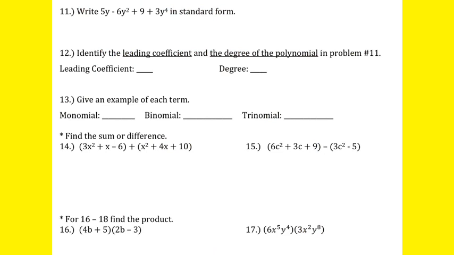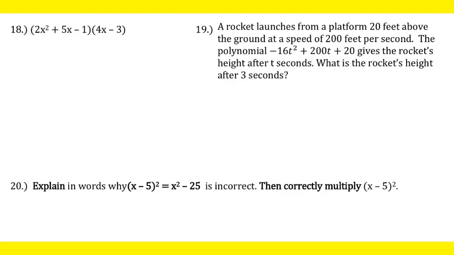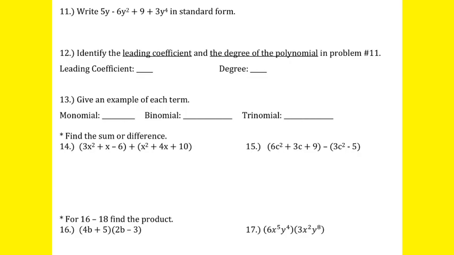On number 11, we're writing this in standard form, so we put the largest power first, right? So we put it in the order of highest exponent, and then we go down the line. So to the fourth power, second power, first power, and constant. Our lead coefficient is 3, and our degree, which is the head of the household, is 4.